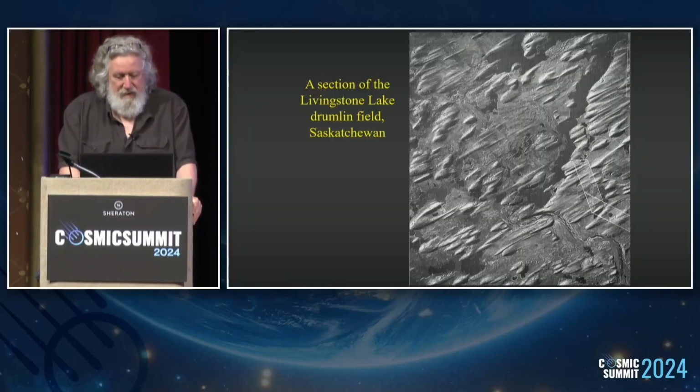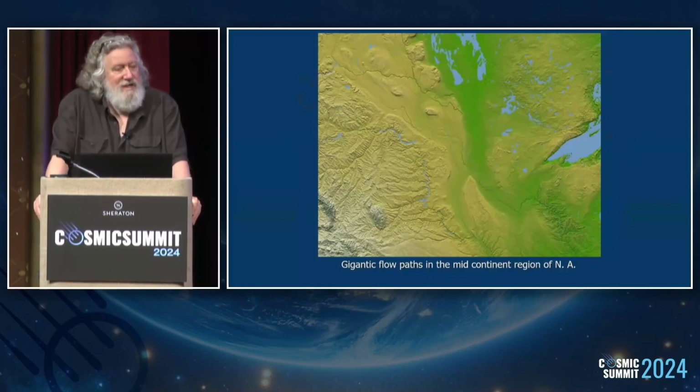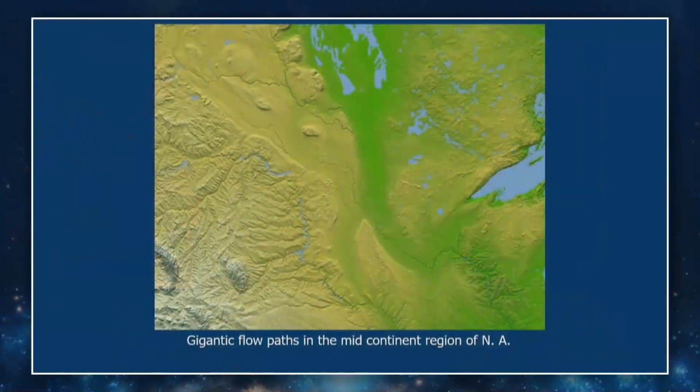So, aerial view of Livingstone Lake Drumlin Field, and we'll end with this. Here you can see gigantic meltwater flows coming south. And this is Lake Winnipeg up here. There's Lake Superior. You can see very clearly the flow paths, can't you? Look at the size of those flow paths compared to Lake Superior. They're huge. These are gigantic meltwater flows coming off the Laurentide ice sheet.